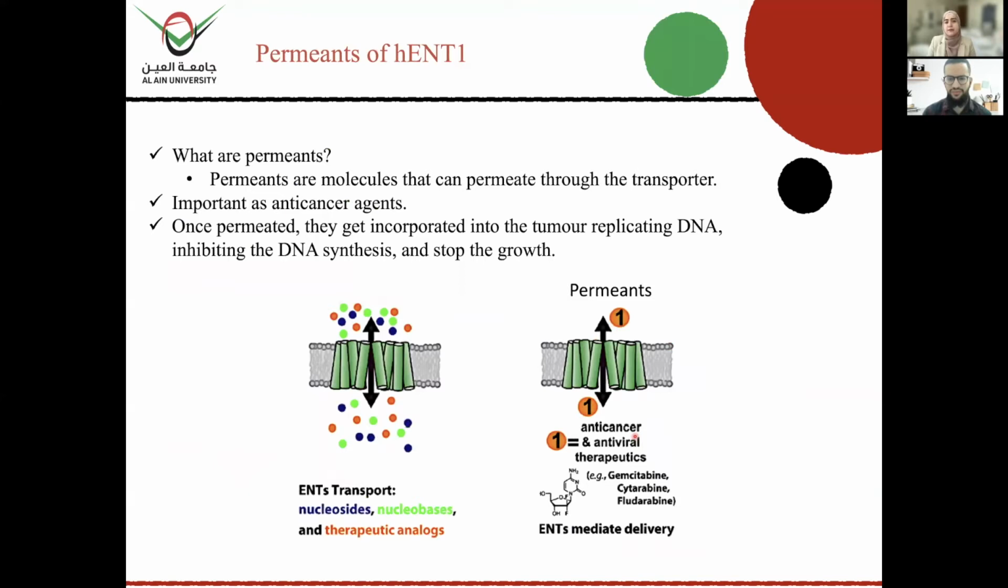First, let me explain what permeants are. Basically, permeants are molecules that permeate through the transporter by inducing conformational changes within the transporter, leading to the movement of molecules from outside to inside the cell. Often, these permeants are anti-cancer agents. Once permeated, these anti-cancer drugs get incorporated into the tumor-replicating DNA, inhibiting DNA synthesis and stopping the growth.